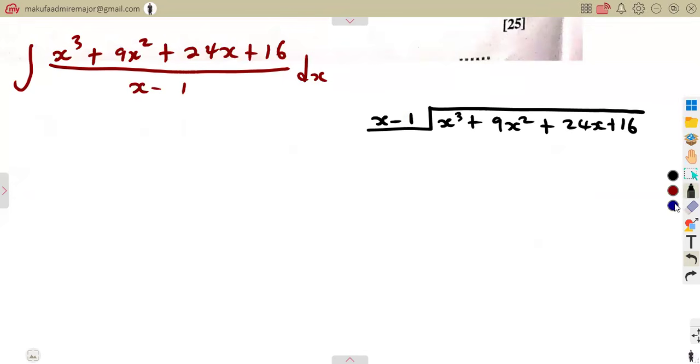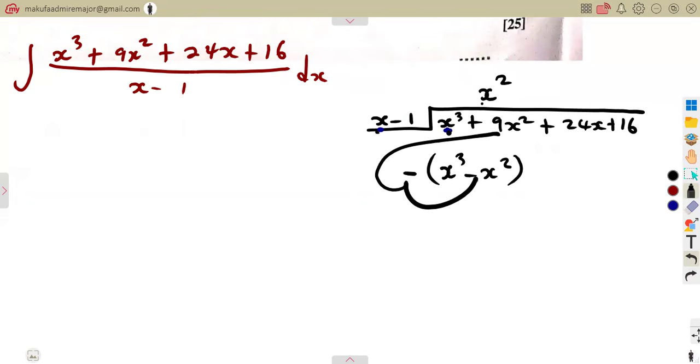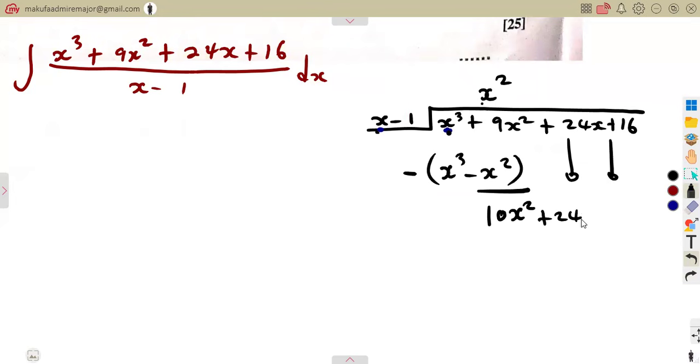So remember the concept of your division, the first term always to the first term. X cubed and x, that is x squared. You multiply back here everything. So it's x squared and x, which was going to be x cubed minus x squared. You subtract. That's a 0 here. 9 minus minus, that's a plus. So it was going to be 10x squared. Okay, let's drop what is remaining. There we have got 24x plus 16. Let's divide first term and first term. That is going to be plus 10x.